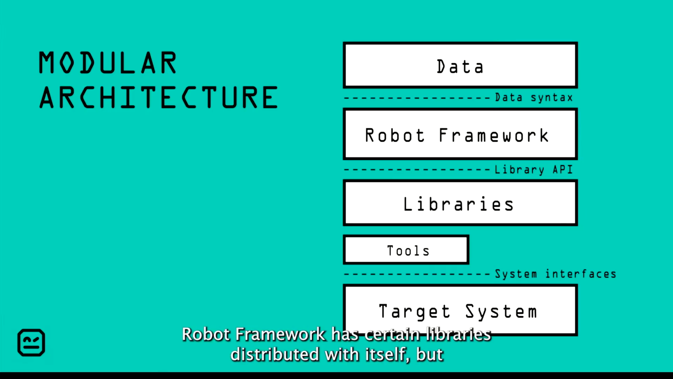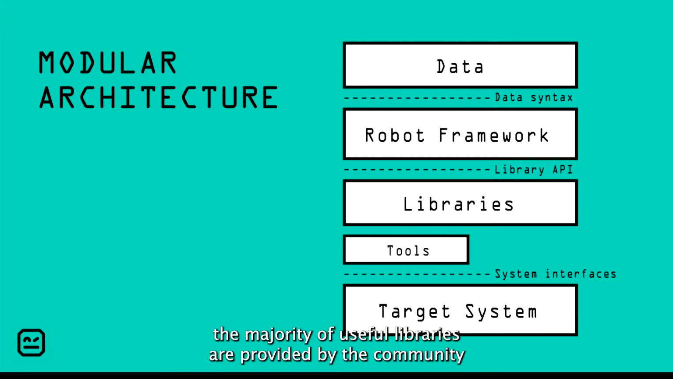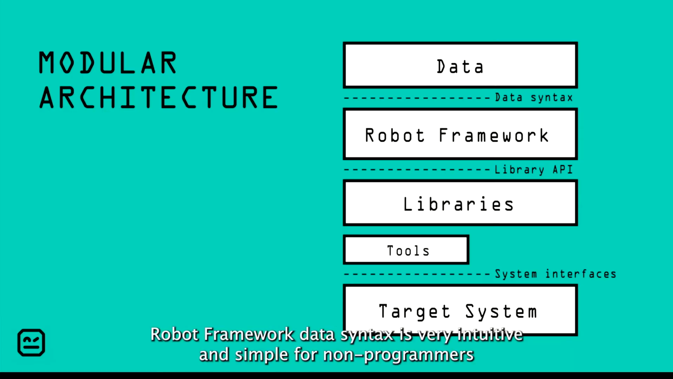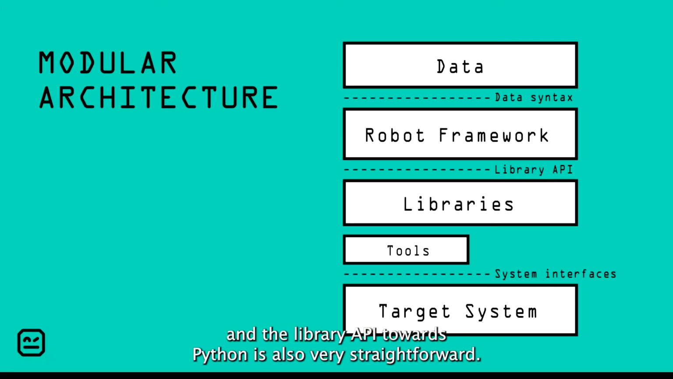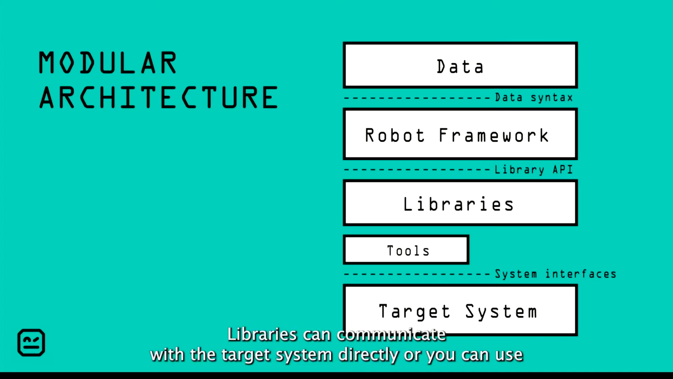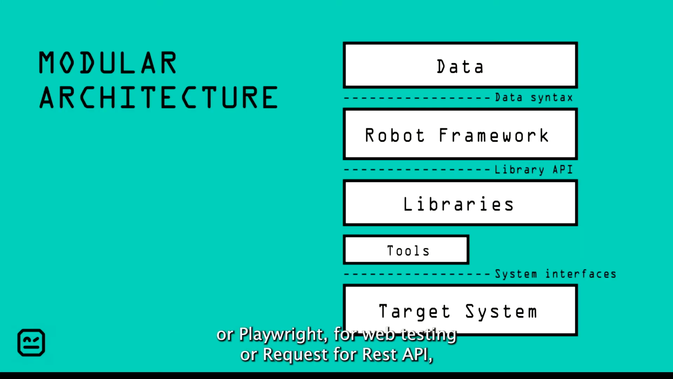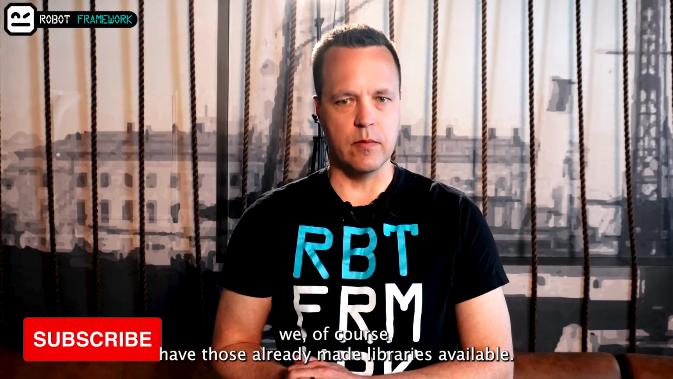Robot Framework has certain libraries distributed with itself, but the majority of useful libraries are provided by the community, and you can install them yourself or create them if you need something special. Robot Framework data syntax is very intuitive and simple even for non-programmers, and the library API towards Python is also very straightforward. Libraries can communicate with the target system directly, or you can use existing tools in the Python automation world, like for example Selenium or Playwright for web testing or Requests for REST APIs, so anything that you want. For various APIs we of course have those ready-made libraries available.